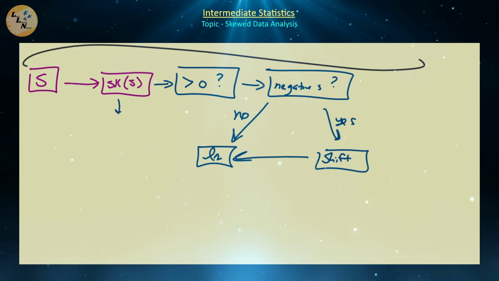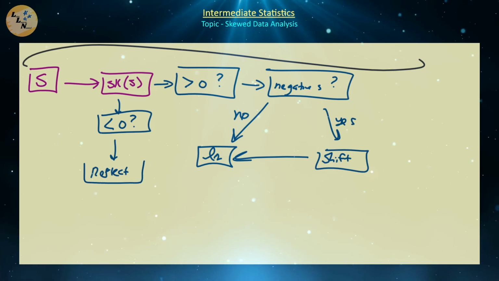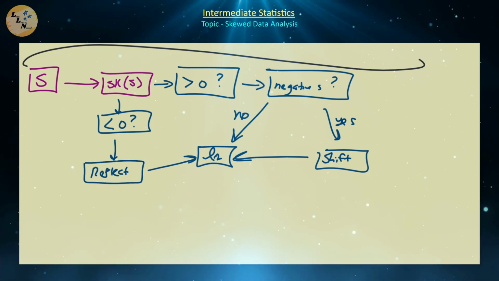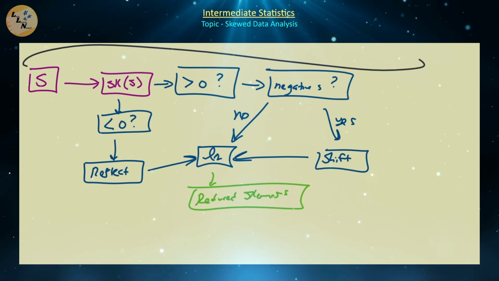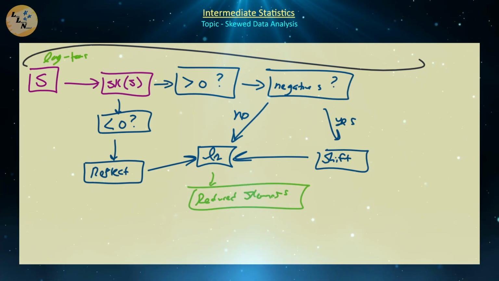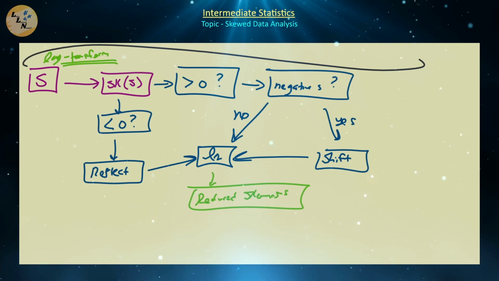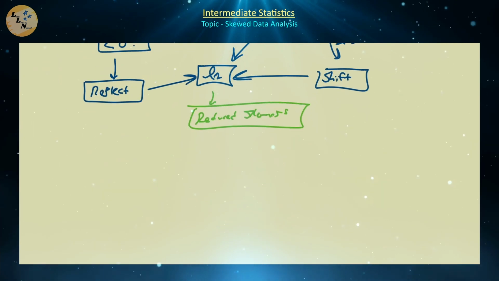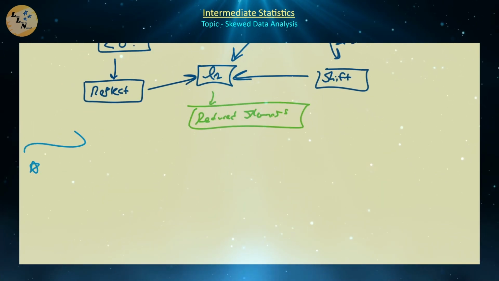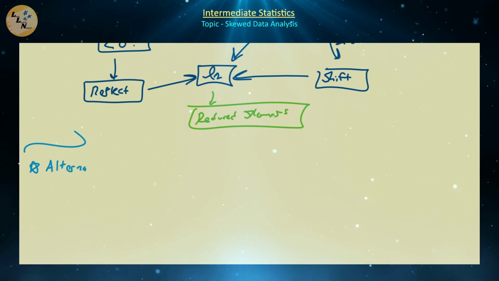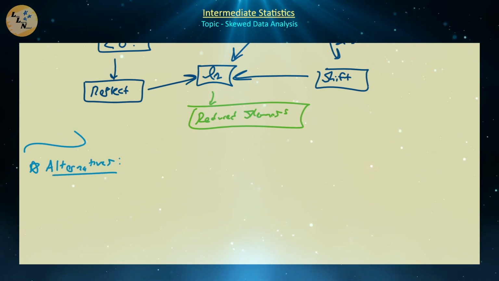And if the skewness coefficient is negative, then we can reflect it. Since it's reflected, it's never going to be negative. So after it's reflected, we can take the natural log, and we should have reduced skewness. And this is what we refer to as the log transform of a data set. Okay. Now there are a couple other alternatives to the log transform, and I'll just briefly mention them here. We can talk about them in another episode, possibly.